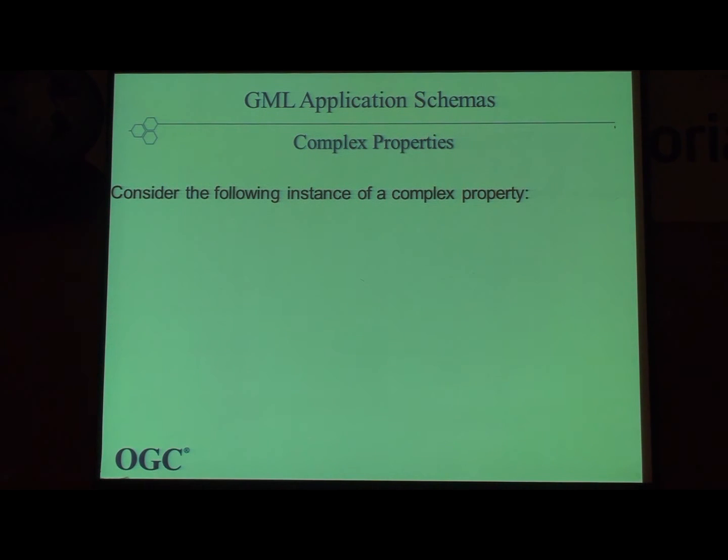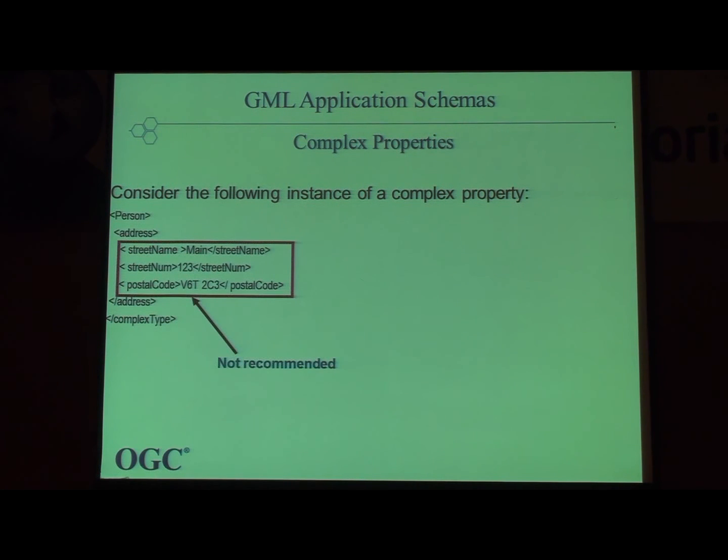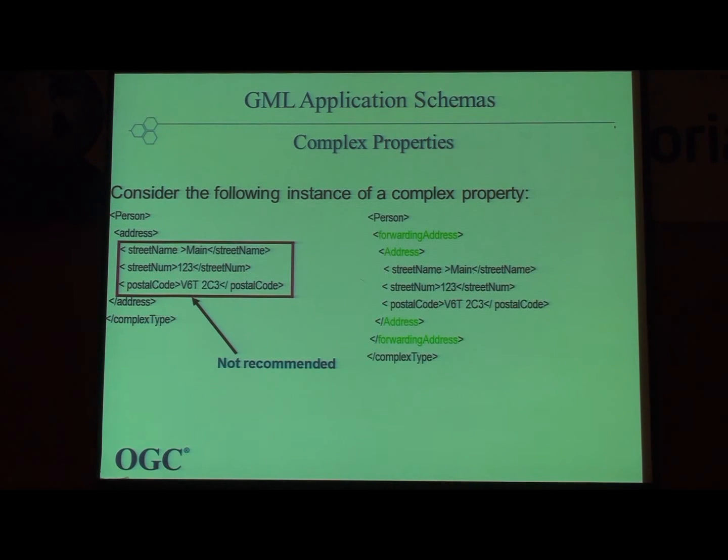Okay, complex properties. So take this example. It's not recommended that if you have a feature and a property, the value be a number of elements rather than another object. If you encode it this way, GML-aware software will not recognize this as an object and would have to treat it like generic XML. So rather than that, this is the encoding that's recommended: a descriptive property like a forwarding address, and then an address object that can be identified and reused by other features.